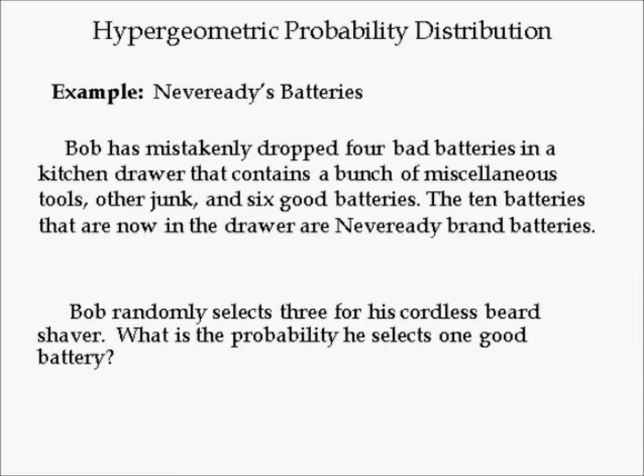In this example, Bob has mistakenly dropped 4 bad batteries in a kitchen drawer that contains a bunch of miscellaneous tools and other junk, along with 6 good batteries. The 10 batteries now in the drawer are Eveready brand batteries. Bob now randomly selects 3 batteries for his cordless beard shaver. What is the probability he selects 1 good battery?